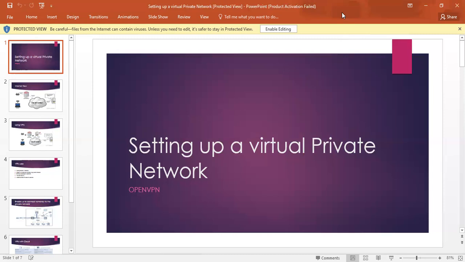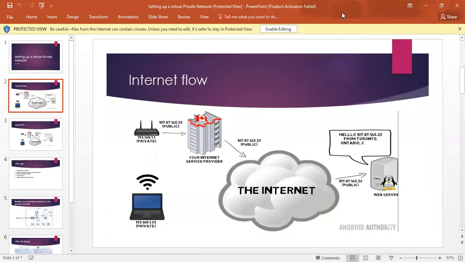Now, before I get into the topic so that you can have a great explanation of this, let's come to the next slide. Generally, what is this internet flow? Before getting into the topic, let us see how this flow of internet happens.